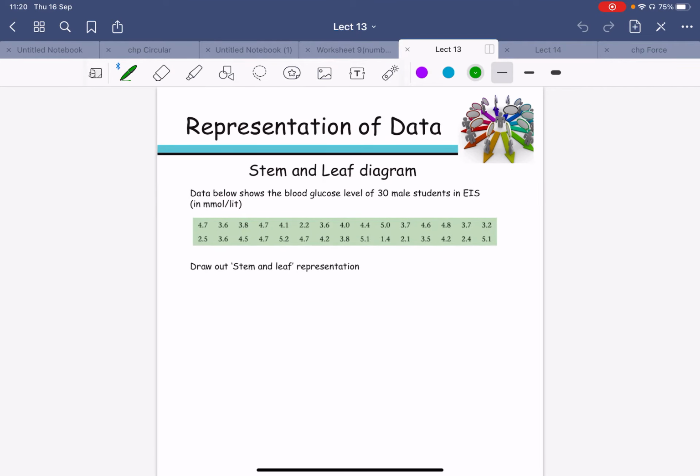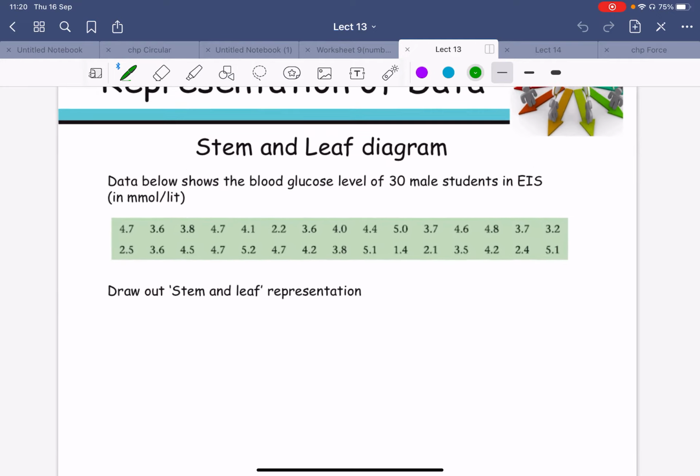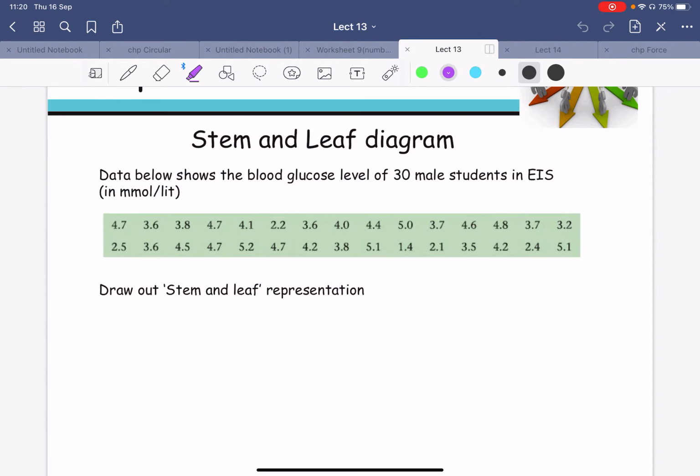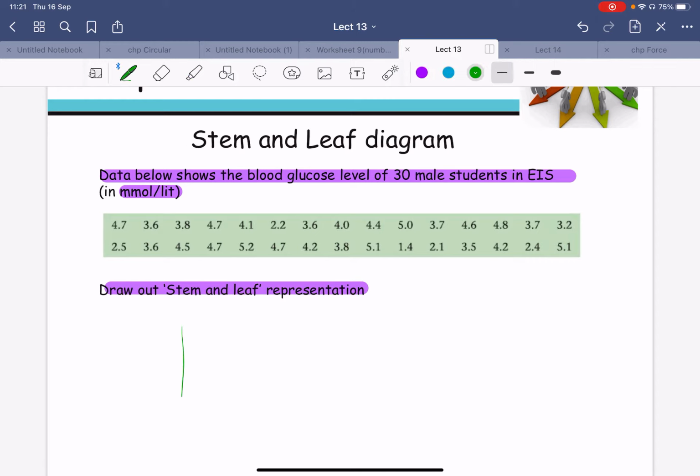All right, let's talk about stem and leaf. Okay, so let's say I have a data here. This is a data of the sample of the 30 male students with the blood glucose level given in millimoles per liter. The question says the data given to you, you're supposed to draw out stem and leaf. So stem and leaf means this.